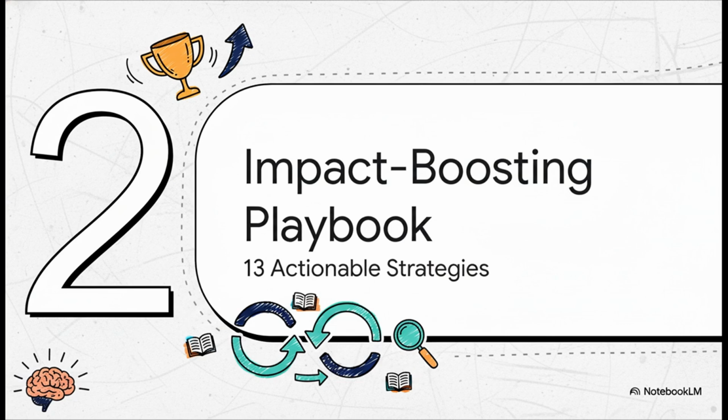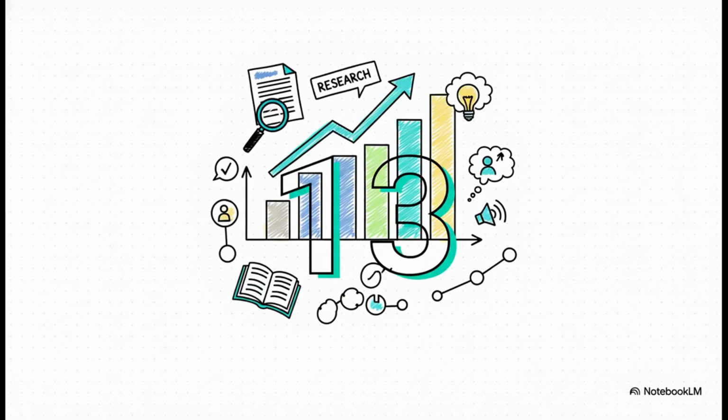All right, so knowing how your impact is measured is one thing, but the crucial part, the part you're probably here for, is what can you actually do about it? Let's get into the practical playbook. We're going to cover 13 actionable strategies you can literally start using today. That's right, 13. And these aren't just vague ideas, okay? These are specific, concrete tactics to get your work seen, cited, and recognized.